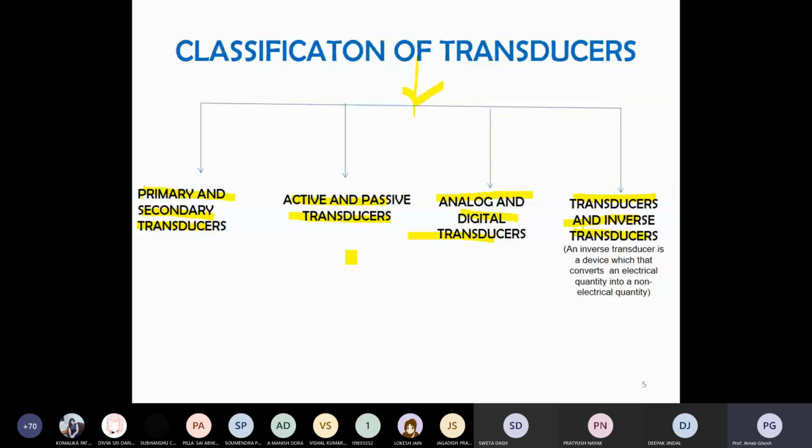Transducer and inverse transducer. Transducers convert the physical signal to the electrical signal, and an inverse transducer does the reverse: electrical signal to physical signal. An inverse transducer is a device that converts an electrical quantity into a non-electrical quantity. A transducer converts a non-electrical quantity, the physical parameter, to an electrical parameter, and the inverse transducer does the reverse.